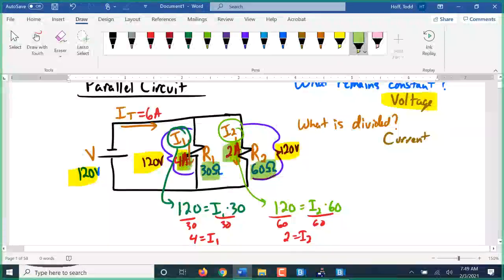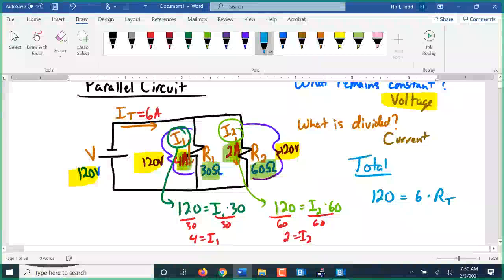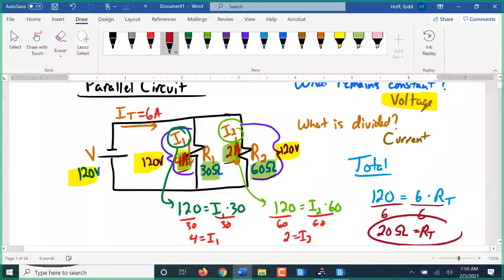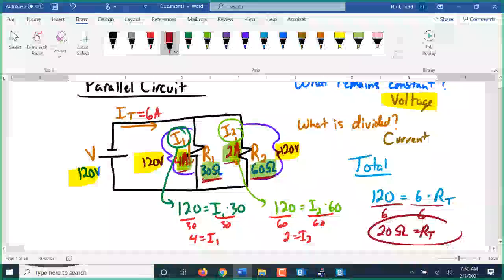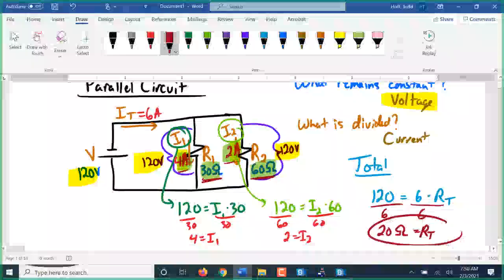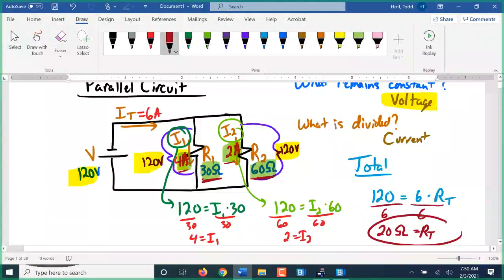But notice the total resistance for this whole circuit. 120 volts equals 6 amps times the total resistance. What's that total resistance going to have to be? Or how do we find the total resistance? Divide by 6, 20 ohms. Total resistance is smaller than either of the given resistances. We had 30 and 60. We have a total resistance smaller than either one of them, because we're allowed to have current flowing through each of them separately, in parallel, or at the same time.